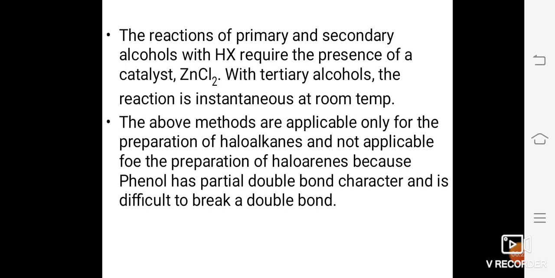The above methods are applicable only for the preparation of haloalkanes and not for the preparation of haloarenes, because phenol has partial double bond character and it is difficult to break a double bond. Rather, more energy is required to break a double bond. That is, when benzene-like compounds such as phenol are treated with halogen acids, haloarenes are not formed because the double bonds cannot be broken down.